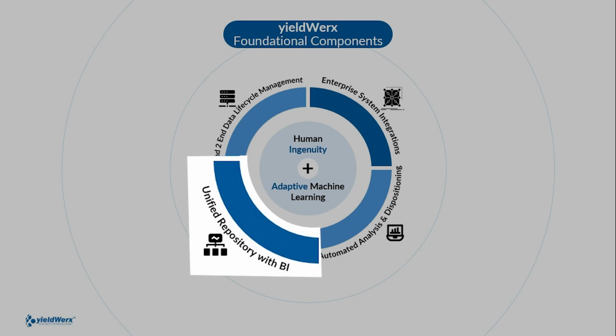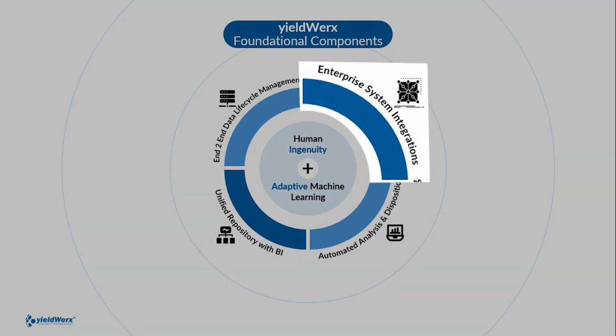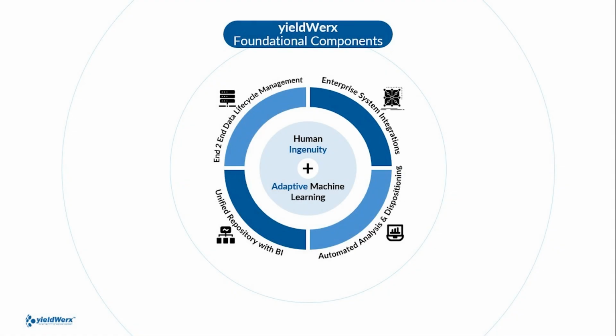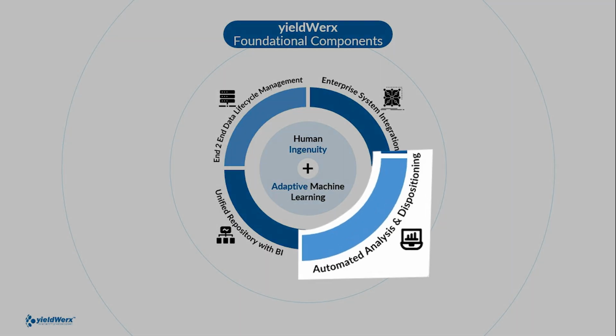yieldWerx enables customers to create as many databases as they need. Practical uses of this feature include the ability to have engineering, production, and characterization databases. Enterprise system integrations: facilitates bi-directional data integrations across industry tools and manufacturing engineering systems. Automated analysis and dispositioning: automated data acquisition with cleaning and data augmentation.